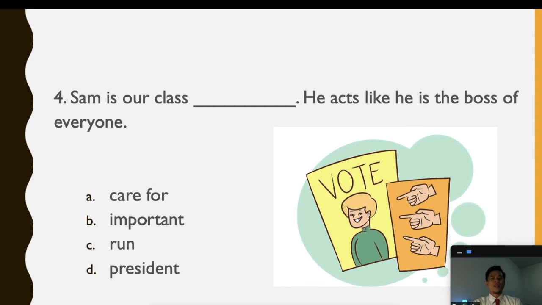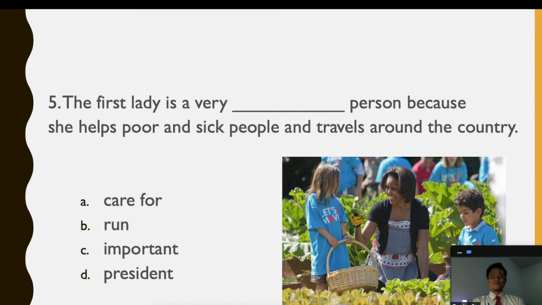Sam is our class president. He acts like he is the boss of everyone. A, B, C, D. I think this is very easy. Correct answer, class president. D. Last number.